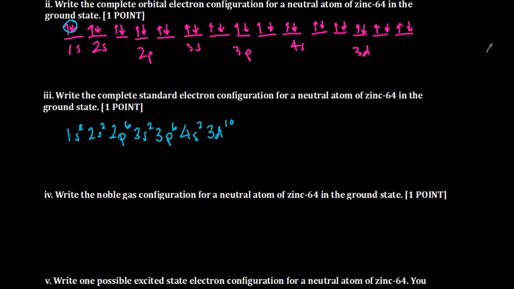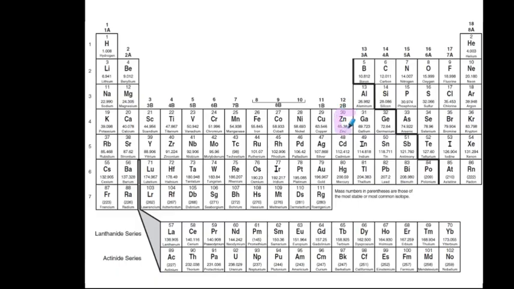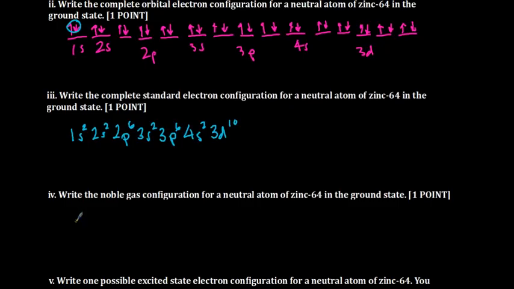Moving on to noble gas, going to make my life even easier. We need to figure out which noble gas precedes zinc. So if I look at my periodic table, zinc is here. The noble gas that directly precedes it with a complete valence level is argon. So I'm going to put argon in brackets and then pick up where argon leaves off after 3p6. We'll go 4s2, 3d10.